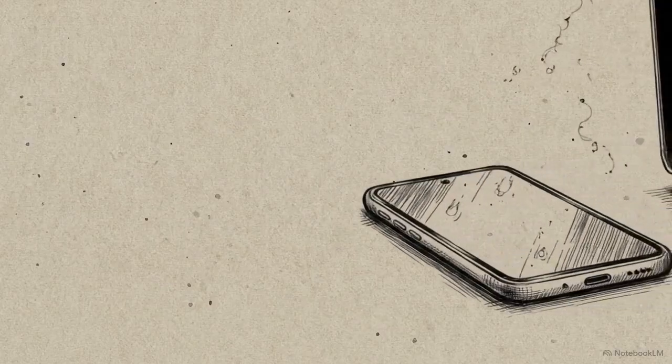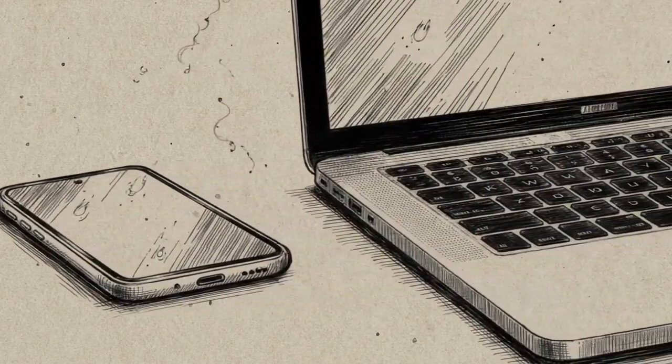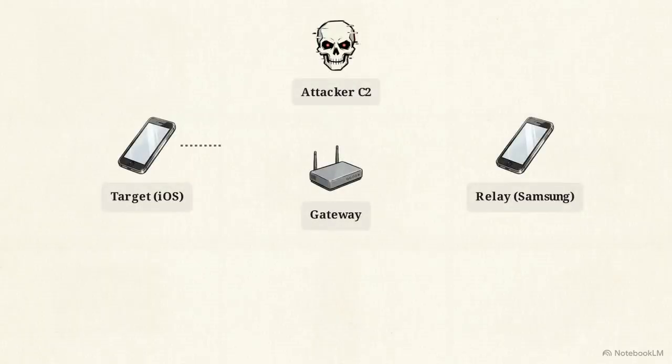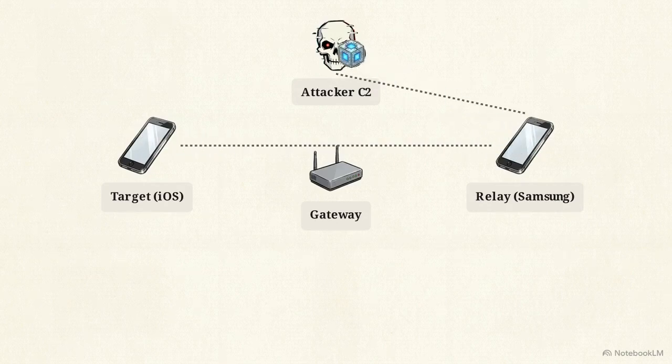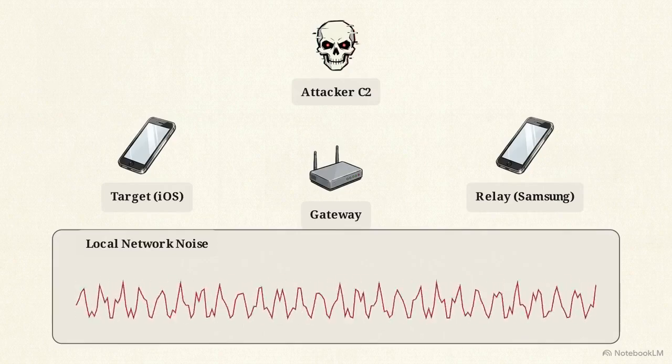To understand how the data vanished, we have to look past the primary device and examine the physical environment. Specifically, a secondary device in the room, a Samsung S24. Advanced implants use a hardware relay to bridge air gaps. This secondary beacon acts as an intermediary, masking the origin of the data before it is sent to the attacker.